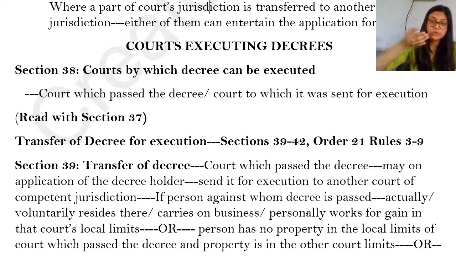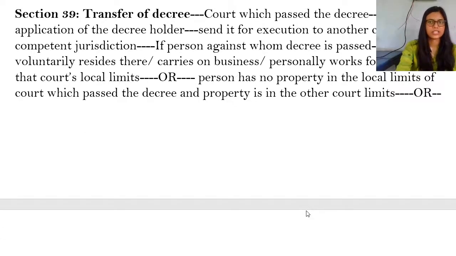Now we will move on. With this, you will understand that there is a transfer of decree happening. So we will now read the provisions dealing with transfer of decree for execution. That is sections 39 to 42 and rules 3 to 9 of Order 21. So section 39 is talking about transfer of decree.